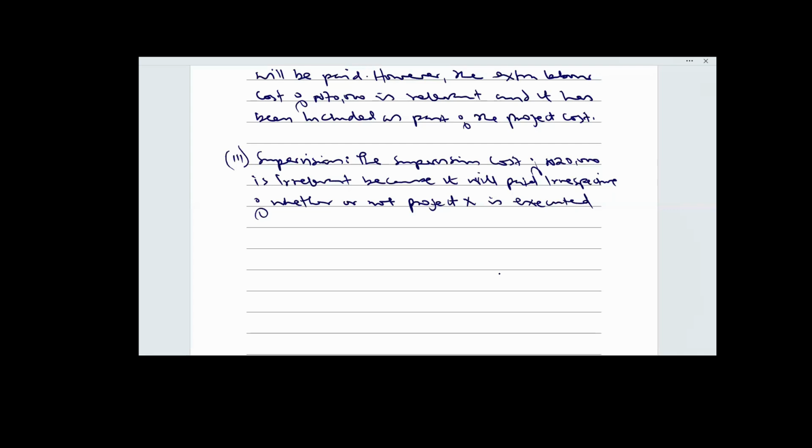It's not relevant. The only time you can consider supervision cost is if you are told that as a result of the project, additional costs will be incurred on supervision. That additional cost, you have to consider. But other than that, it is always irrelevant because it's a fixed cost. You pay the supervisors on a monthly basis, so it's not going to change anything.